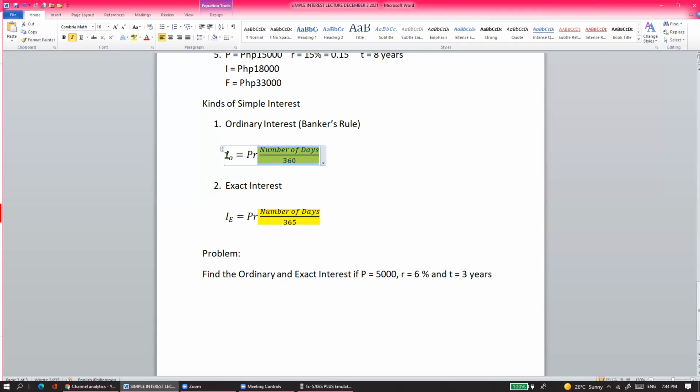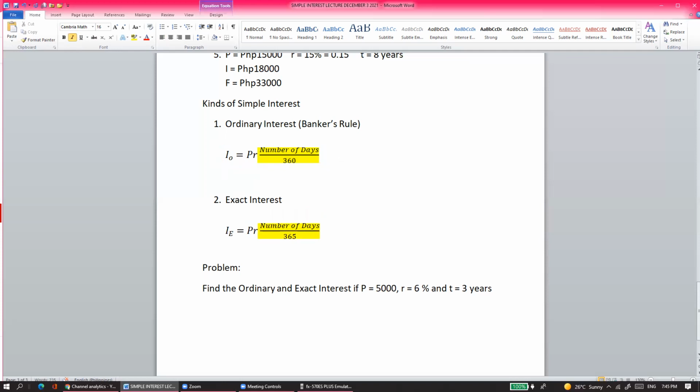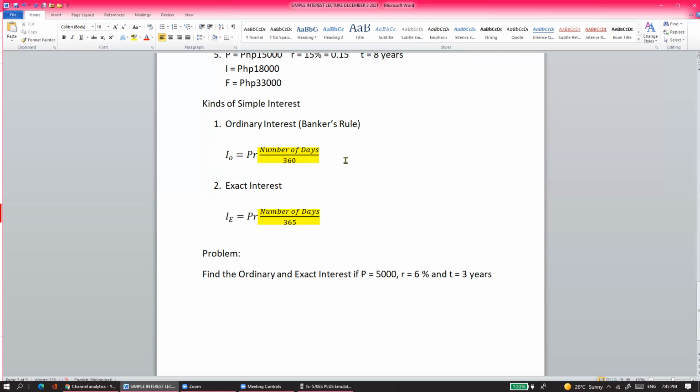Okay, kung meron kang ordinary interest na I sub O, take note. Meron din tayong full amount pagdating sa ordinary interest. So kapag nakahanap ka ng ordinary interest na I sub O, all you have to do is to add it to the principal so that you can obtain the full amount. So same thing with the exact interest. Kapag nahanap mo ang exact interest o I sub E, i-add mo lang yan sa principal and then mahanap mo na ang full amount. So let us have a try.